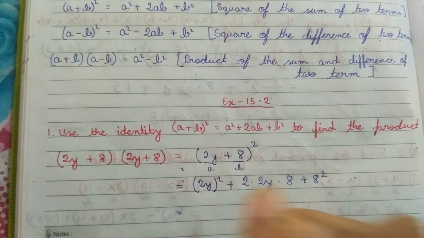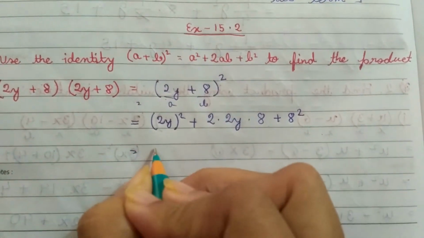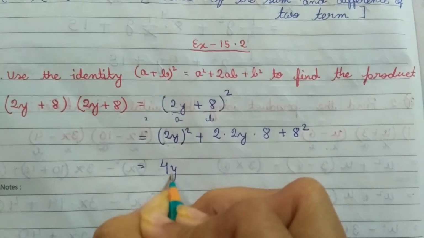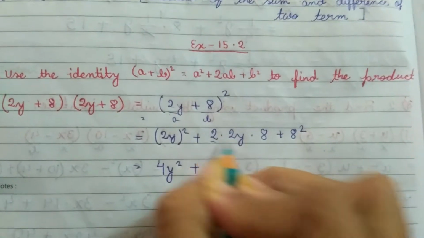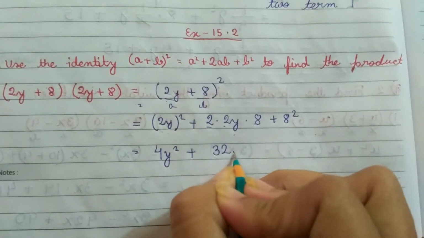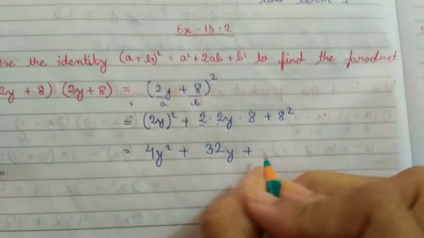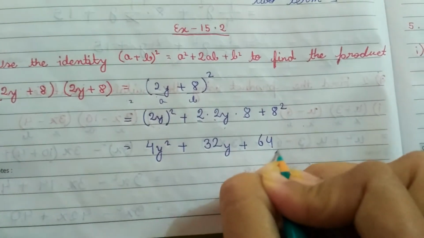Now, (2y) whole square. See this, 2 square is 4y square, plus 2 into 2, 4, 4 into 8, 32, 32y, and then 8 square. 8 square means 64. And that is your answer.